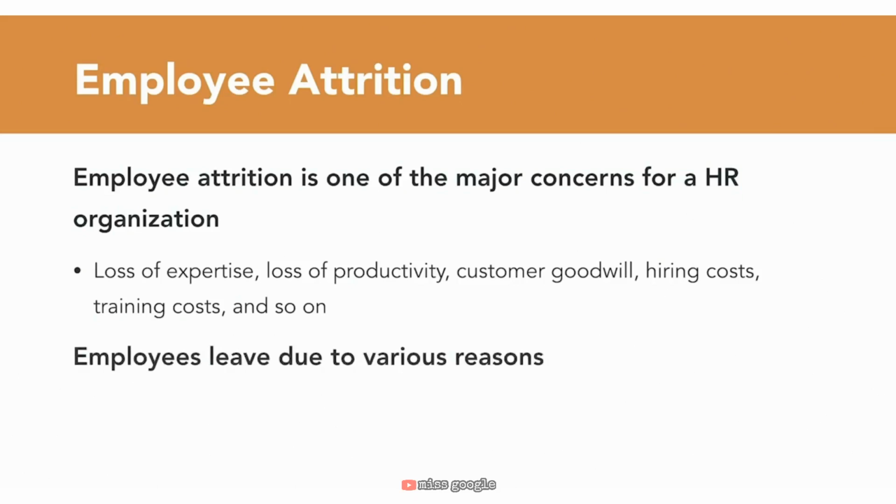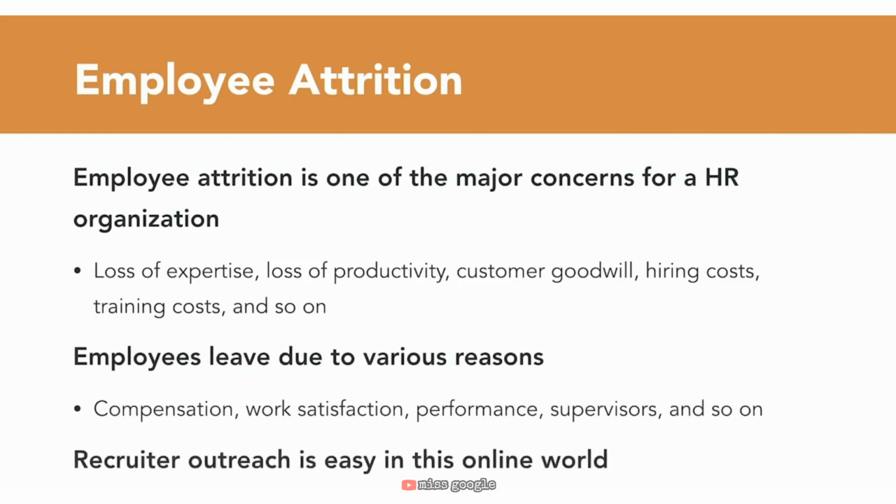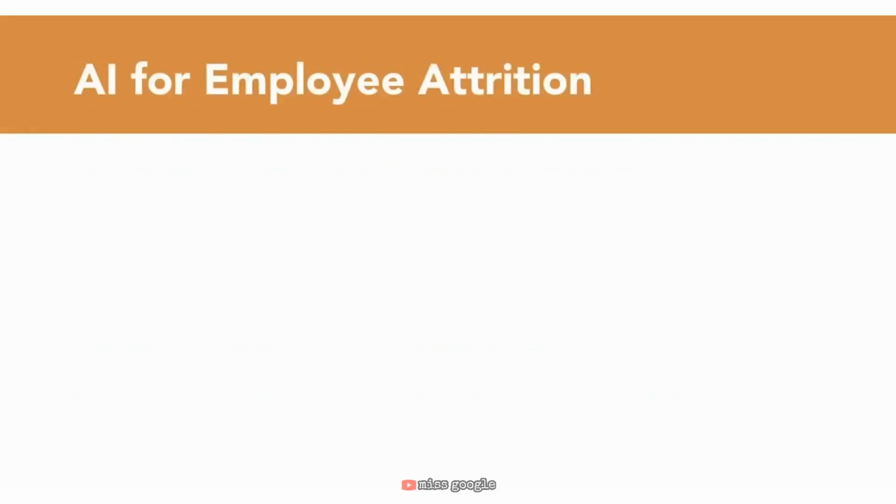Employees leave due to various reasons. They include compensation, work satisfaction, performance, and issues with their supervisors. The online world has made it easy for outside recruiters to approach employees with better job offers, which can make a content employee leave. How can AI help in this employee attrition?